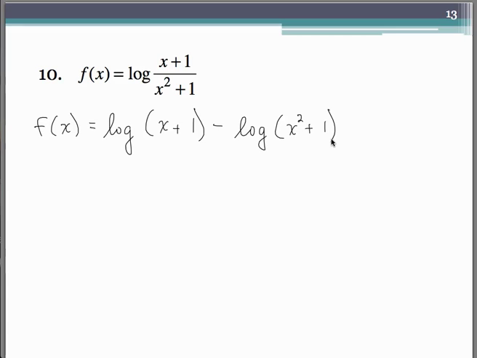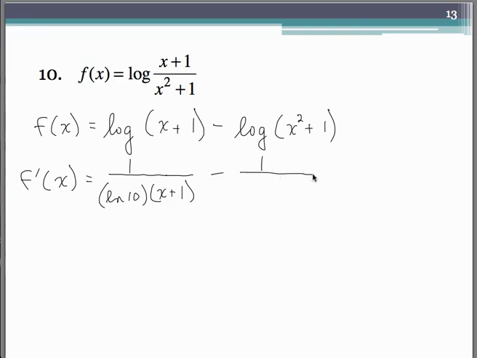So we're just going to do the derivative of each of the two terms. And remember, this is base 10, understood. So we'd have 1 over natural log of 10 times x plus 1. The derivative of that is just 1, so we don't really have to worry about that. Minus 1 over natural log of 10 times x squared plus 1. Now we need to multiply by the derivative of the x squared plus 1, so that'll be 2x.